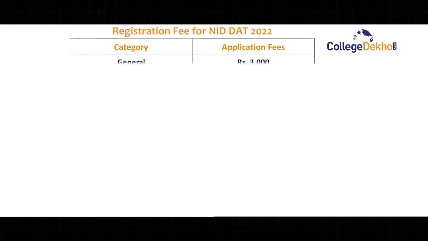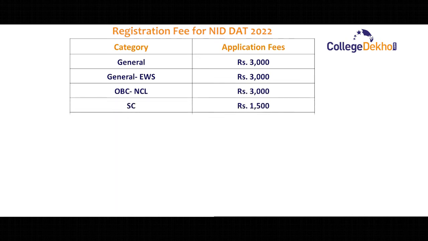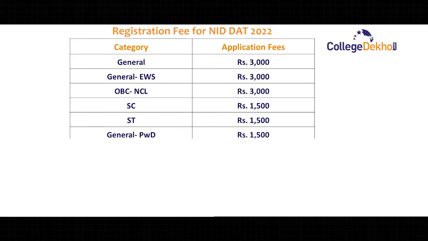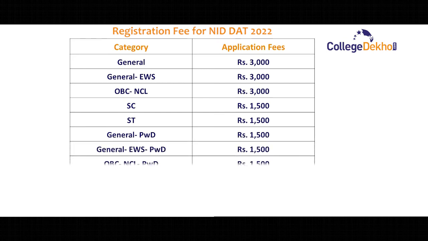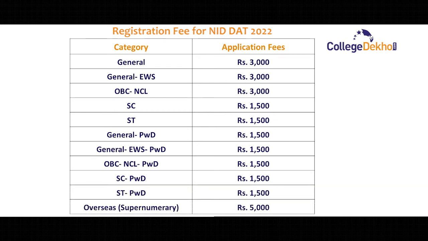The application fee in NID DAT is different for each category. General EWS and OBC NCL category candidates are required to pay Rs 3,000, while SC, ST, General PWD, General EWS PWD, OBC NCL PWD, SC PWD, ST PWD category candidates have to pay Rs 1,500 as registration fee. Overseas applicants are required to pay Rs 5,000 as the registration fee. Students must know that if the application form is submitted after the deadline, the registration fee will be double the amount indicated on the screen.